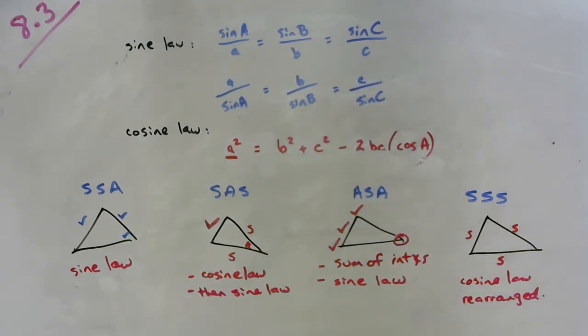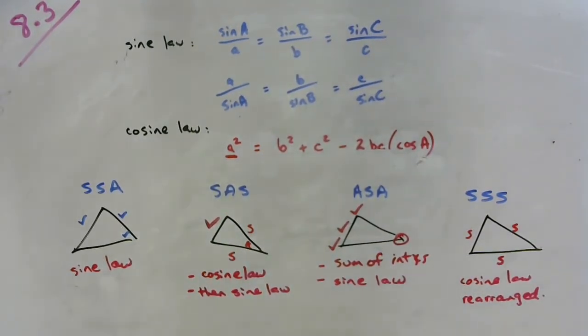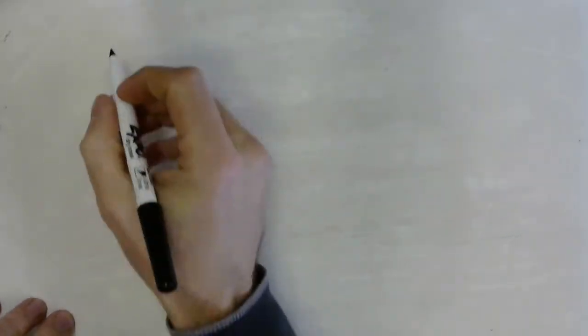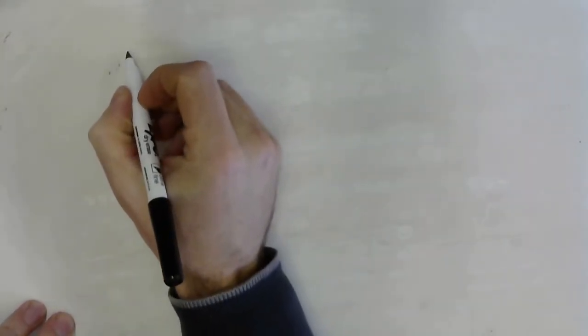But who says this one hasn't been rearranged and the other one hasn't been rearranged? It's kind of arbitrary. It's just the cosine law. Just quickly, I'm going to show how you get from one version to the other version.